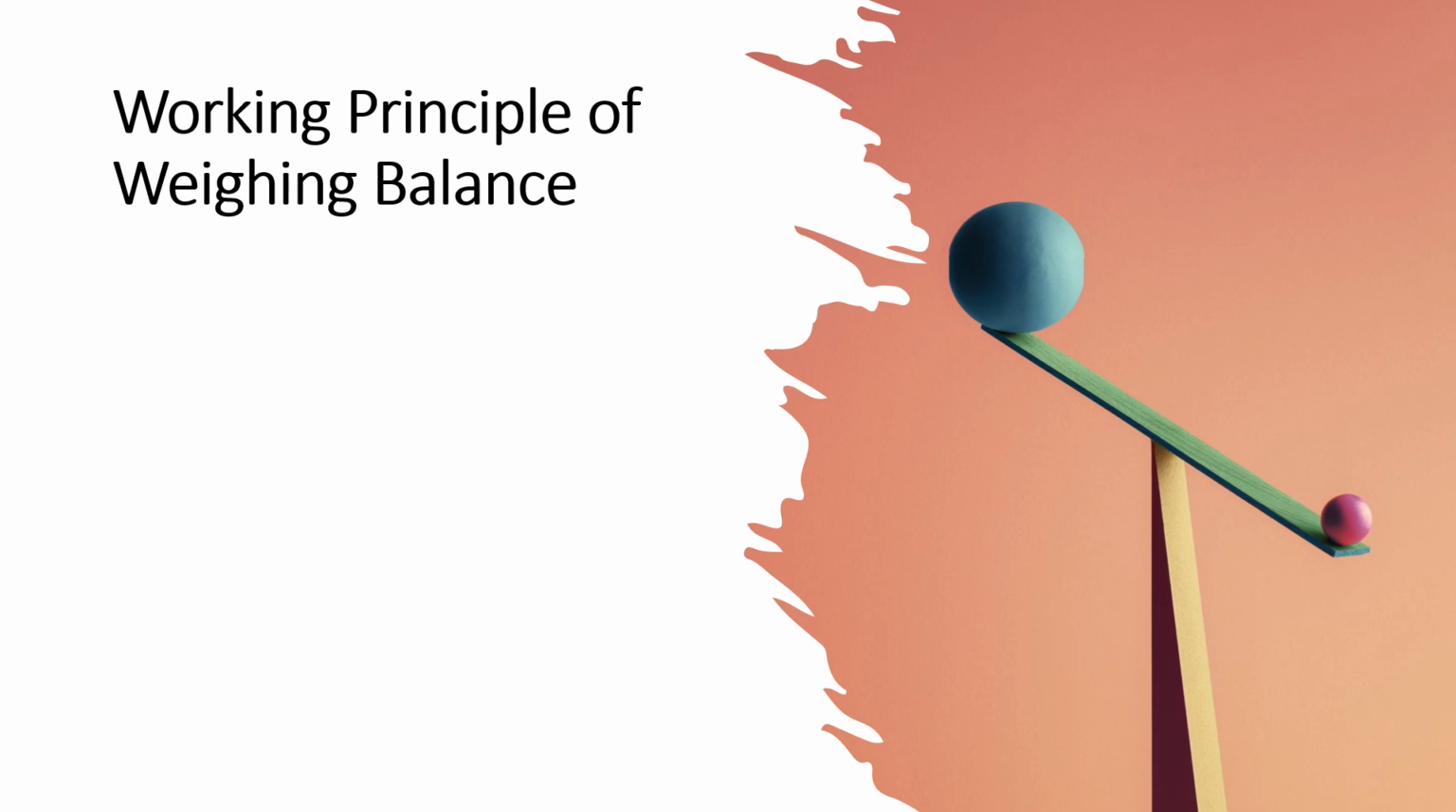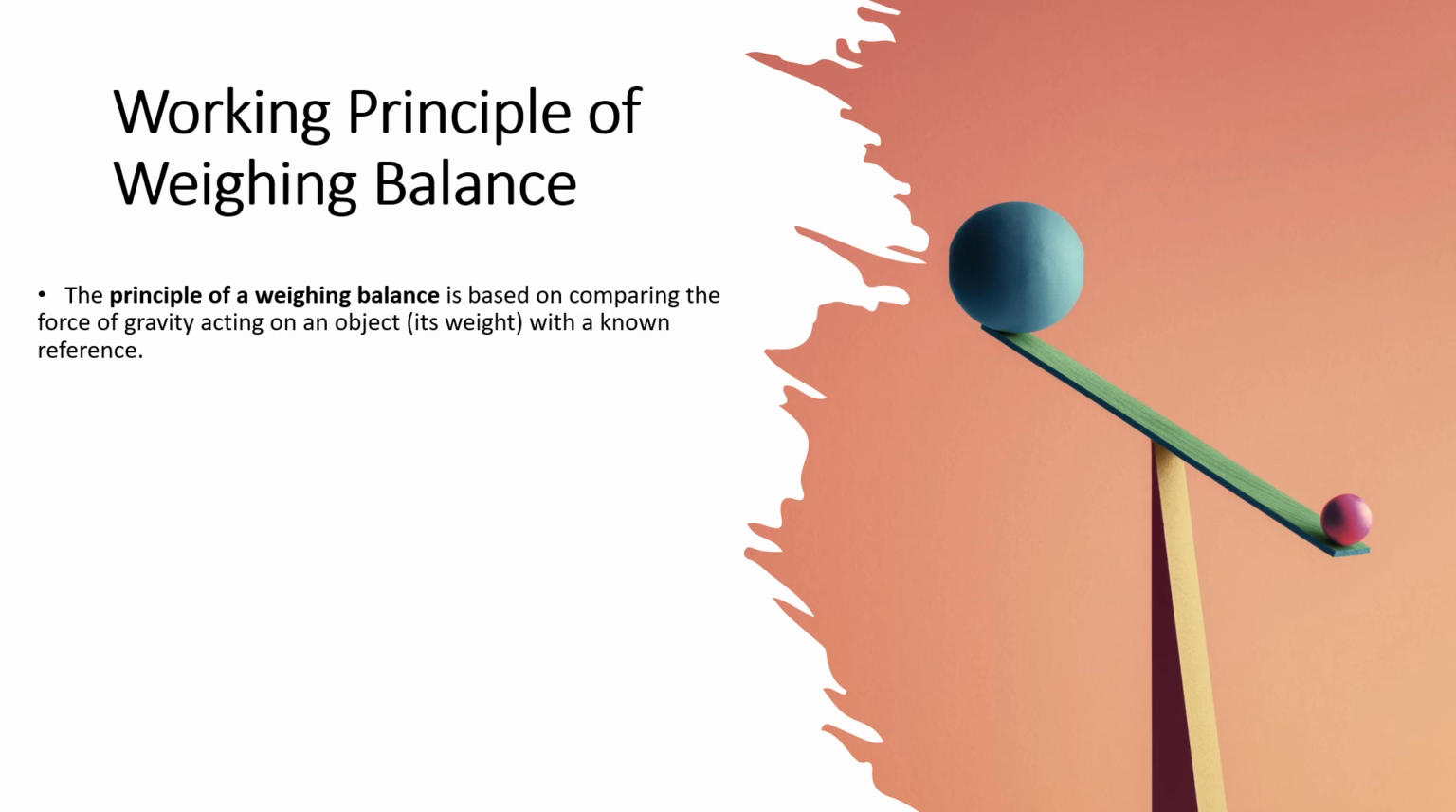Now we will discuss the working principle of a weighing balance. The principle is based on comparing the force of gravity acting on an object, that is its weight, with a known reference. That means when you put some material on the pan of the balance, there will be some gravitational force observed by the balance, and by calculating this force with respect to your material, the actual weight will be calculated. Here is a simple breakdown of how it works.